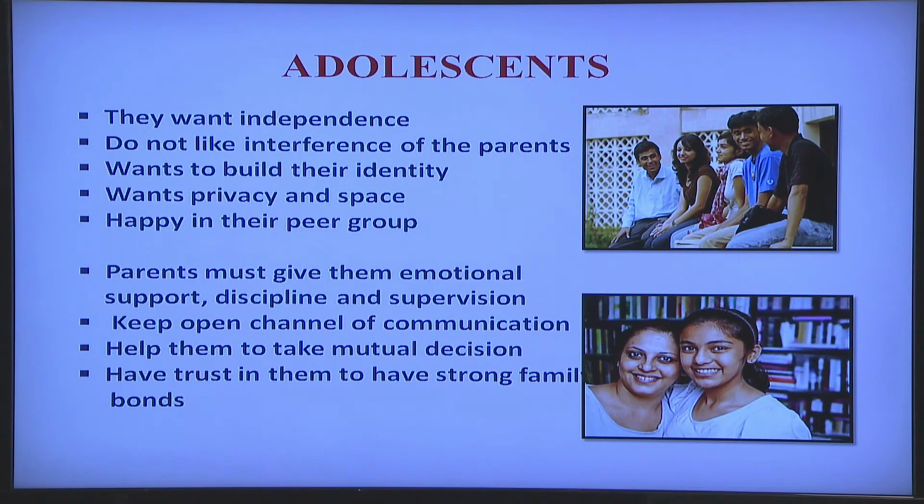They want to build their identity. They want privacy and space. They want to be happy with their peer group. They do not want to share more things with their parents or elders at home and always want to go out. But parents must give them emotional support, discipline and supervision.